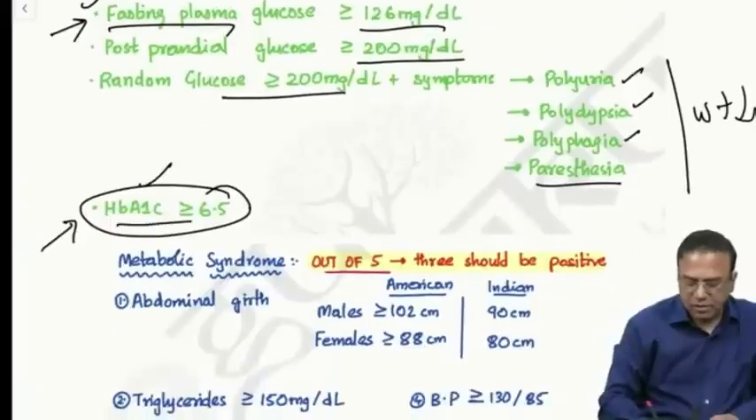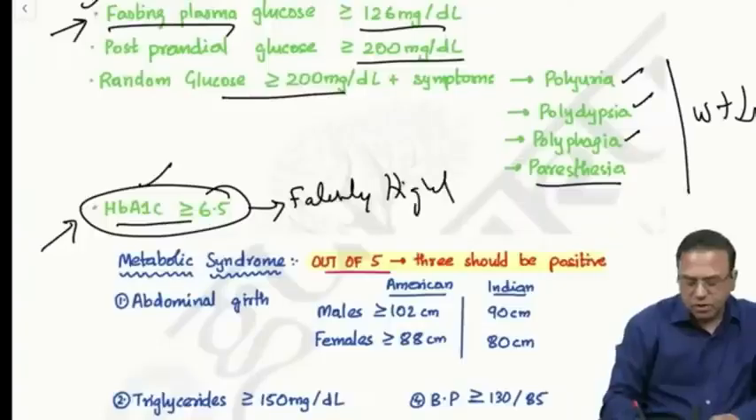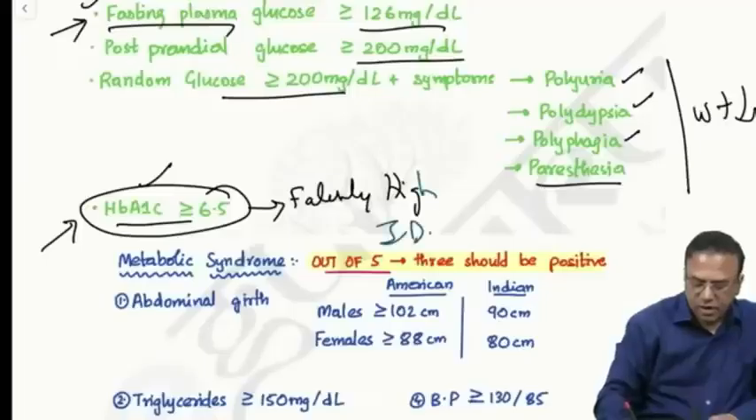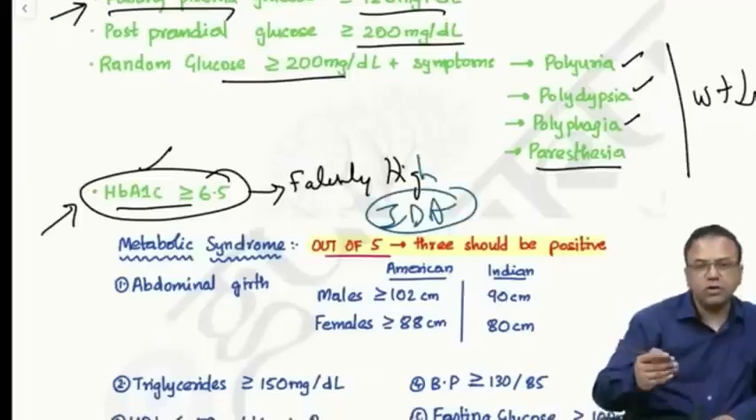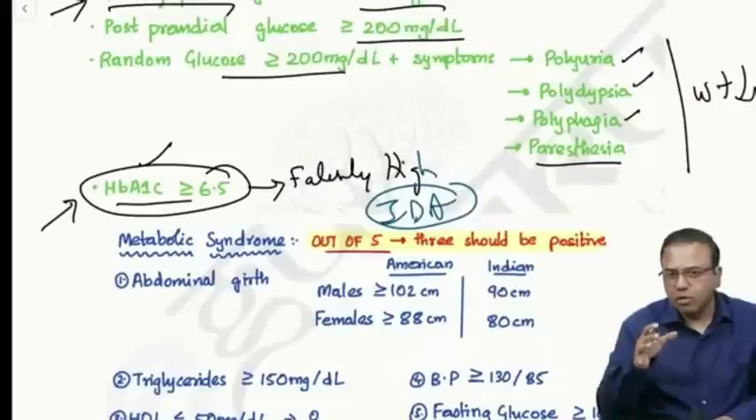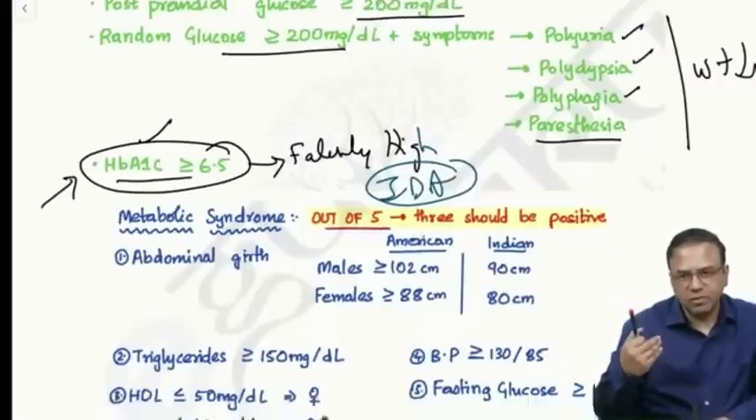Remember, a common problem in India is that HbA1c can be falsely high in patients with iron deficiency anemia. Even a simple iron deficiency anemia can cause the HbA1c to be falsely high. It's not just hemoglobinopathies. In hemoglobinopathies, we cannot look at HbA1c, but even with iron deficiency anemia, you have to be cautious about interpreting the HbA1c.